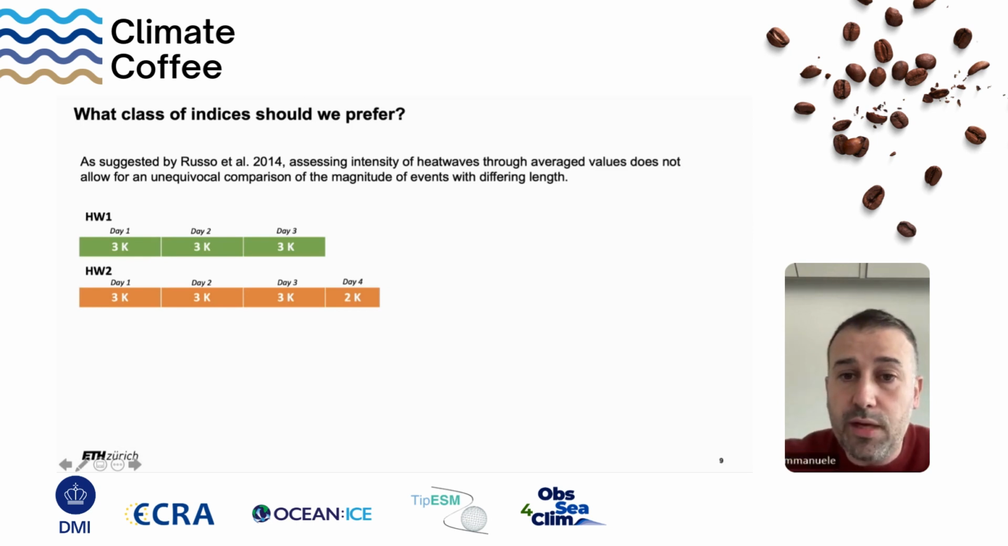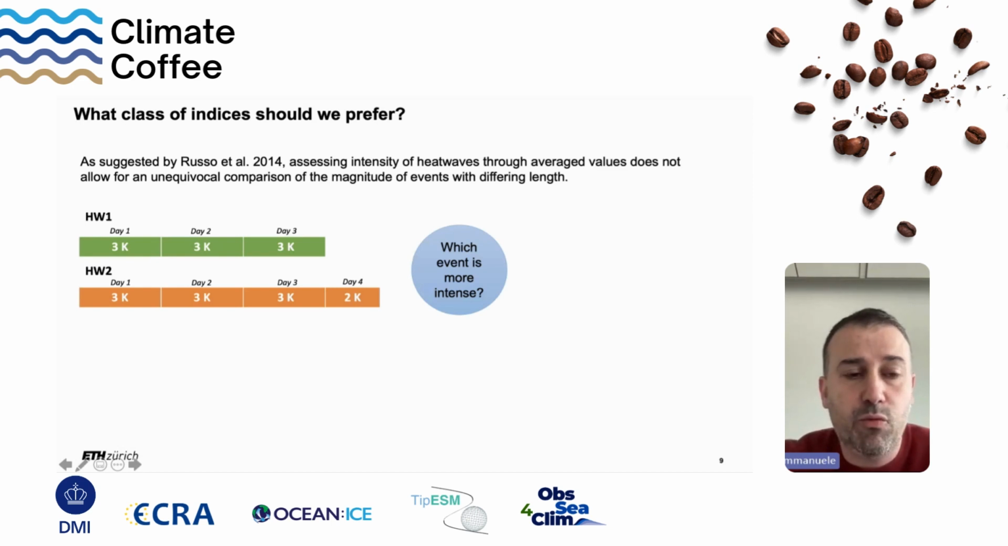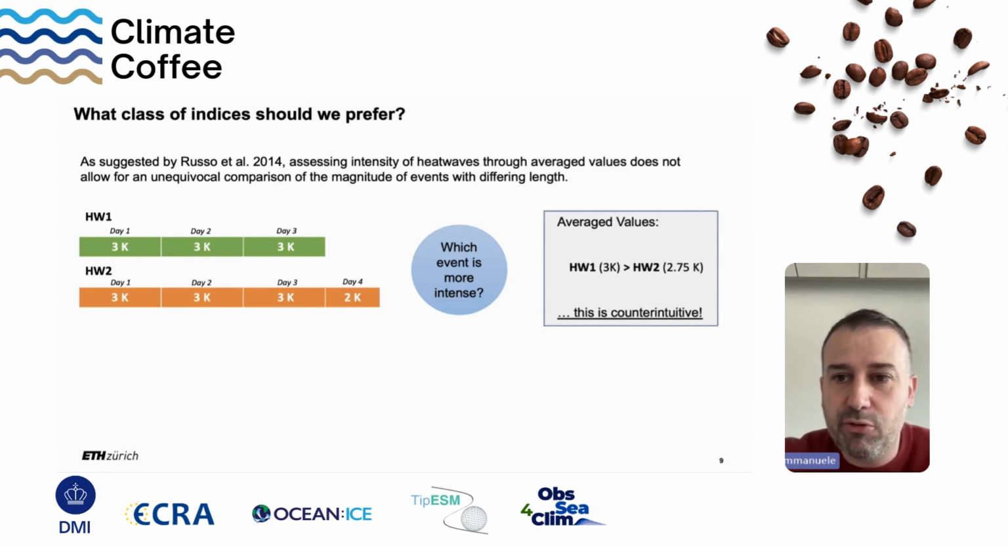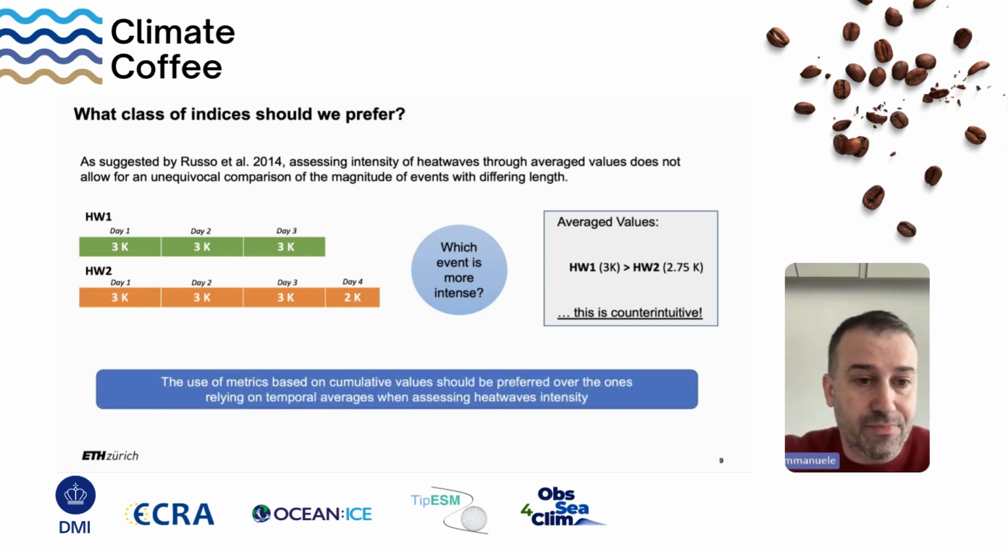So if we want to detect which event is more intense, and we use an average-based metric, we will counterintuitively see that HW1 is more intense than HW2. And that is something that we should really take into account. And as I said, in our paper, we suggest that cumulative metrics for the assessment of heatwave intensity should be a more reliable choice.